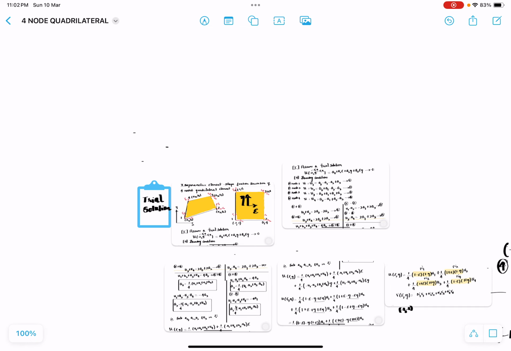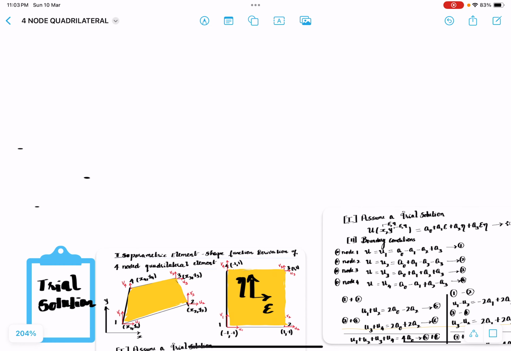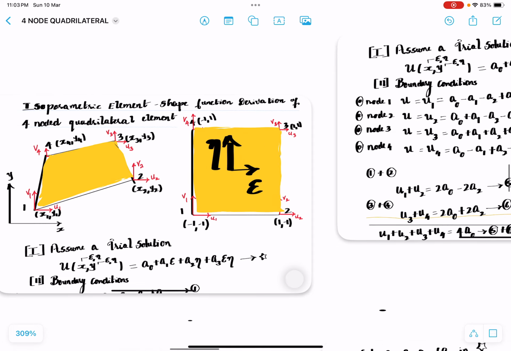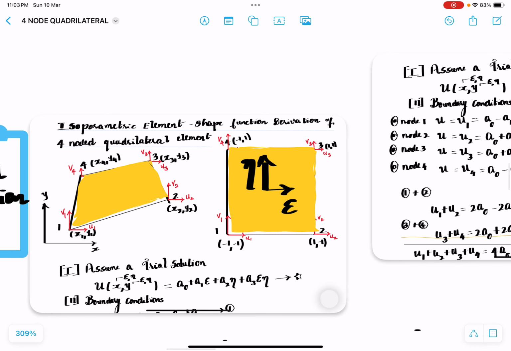Okay, so there you can see the master element on the right side, and you can see the actual quadrilateral element on the left side. You can see the master element is denoted by the coordinates epsilon and eta, and the actual quadrilateral element is reckoned by the coordinates x and y.